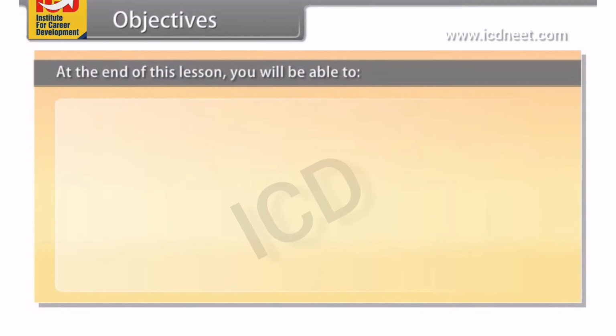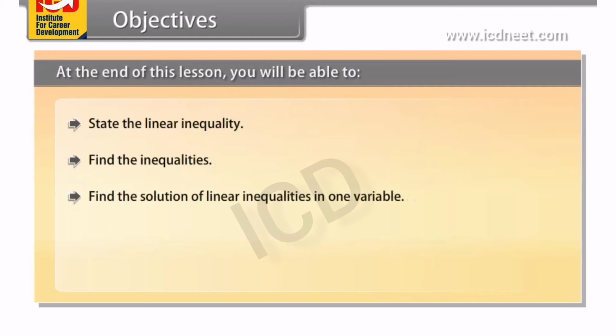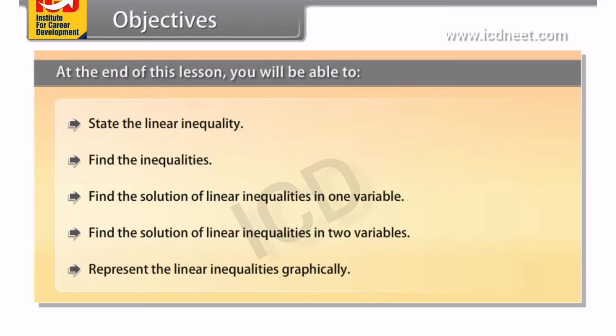Objective. At the end of this lesson, you will be able to state the linear inequality, find the inequalities, find the solution of linear inequalities in one variable, find the solution of linear inequalities in two variables, represent the linear inequalities graphically.